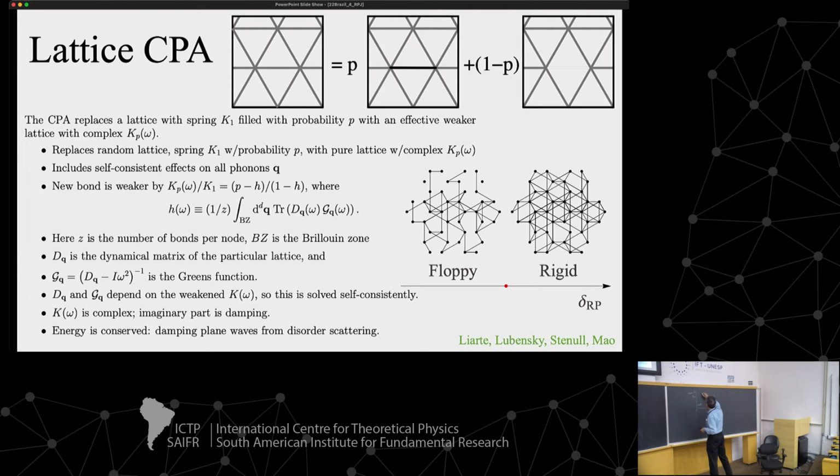So there's a line in this diagram where it's isostatic. Right? And so that's the boundary between floppy and rigid. And along this line, you have rigidity percolation. That whole line is rigidity percolation.